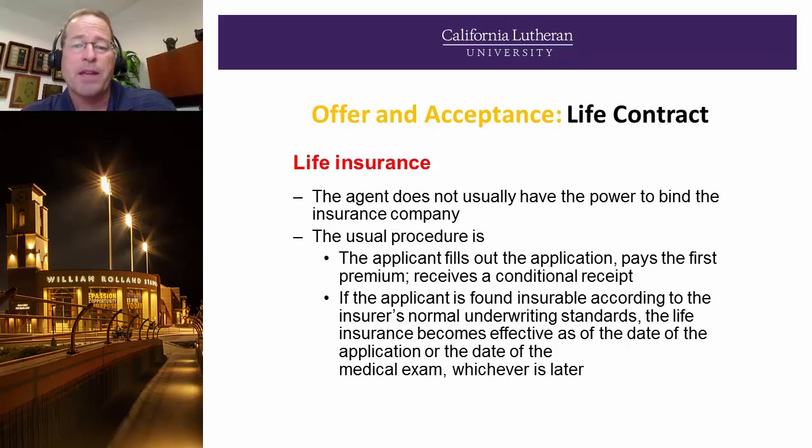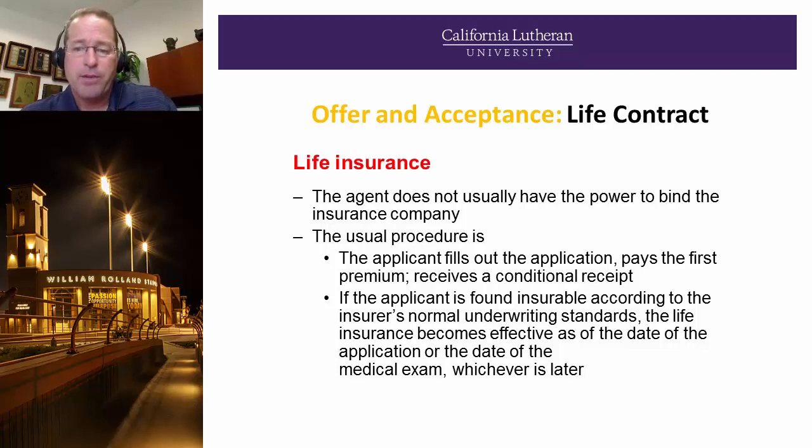In life insurance, the agent does not usually have the power to bind the insurance company. The usual procedure is the applicant fills out the application, pays the first premium, and receives a conditional receipt, also known as a binding receipt. On that conditional receipt, if when underwriting proceeds, you have the examination, medical records, etc., that it is found this is an acceptable risk, the coverage will be back to the date of the application. If it's found that this is not an acceptable risk, there will be a declination letter that goes out saying this is not an acceptable risk and we will not do a policy.